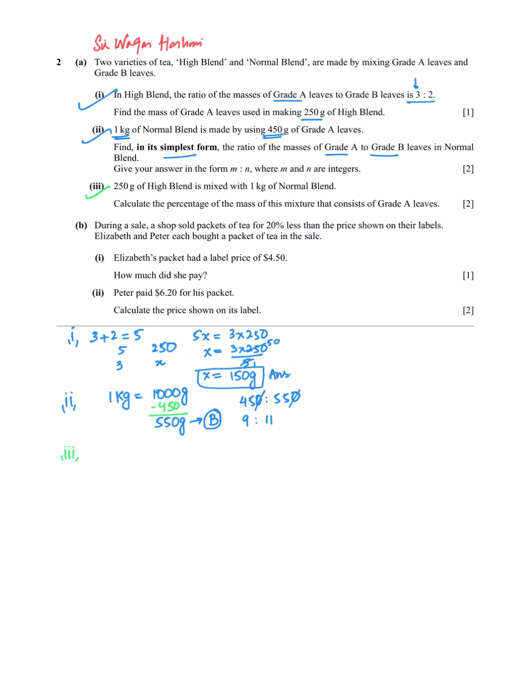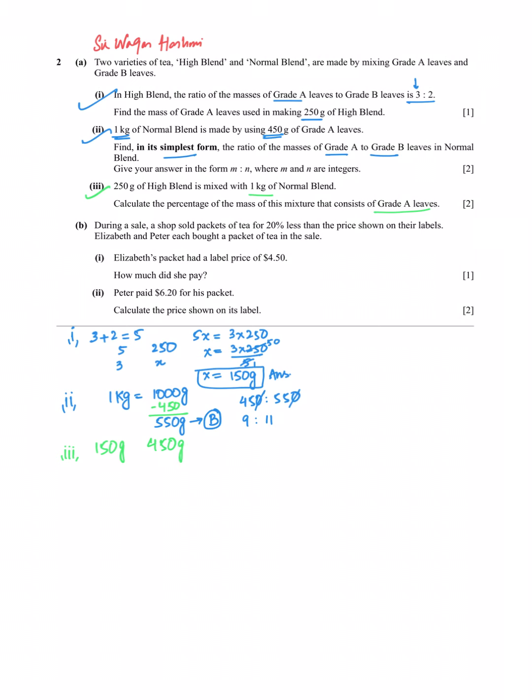Part 3. It says that 250 grams of high blend is mixed with 1 kg of normal blend. Calculate the percentage of the mass of this mixture that consists of grade A leaves. So firstly, what is the mass of grade A in high blend? The mass of grade A leaves in 250 grams of high blend we had found in the first part, and that is 150 grams. And in 1 kg of normal blend, the amount of grade A leaves is 450 grams.